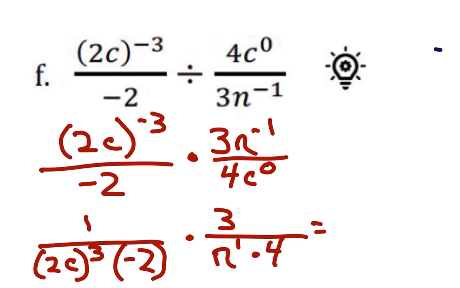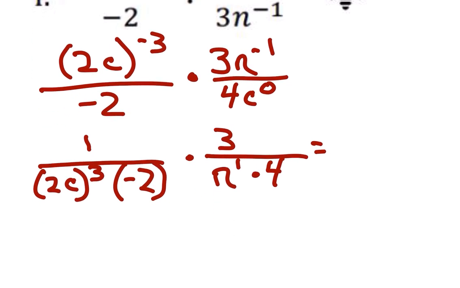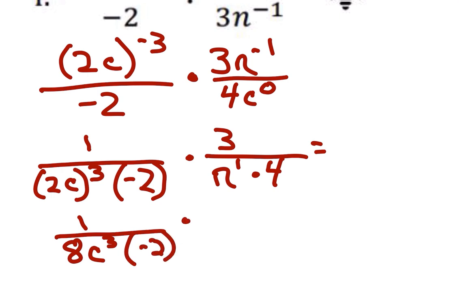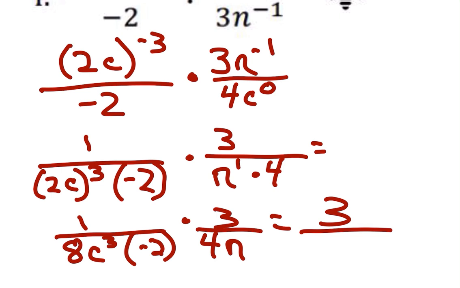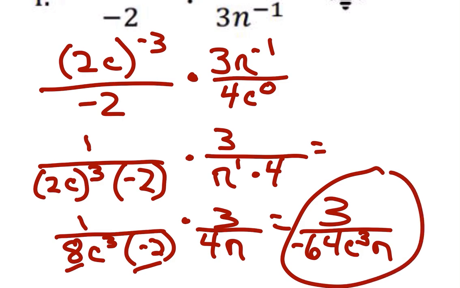Okay, so now we have our next step. We now have 1 over 2 to the third, because it means 2 times 2 times 2 is 8, c to the third times -2, times 3 over 4n. Okay, so in the numerator, we have a 3. In the denominator, we have an 8 times a -2 is -16, times 4 is -64 c to the third n. And we're done.